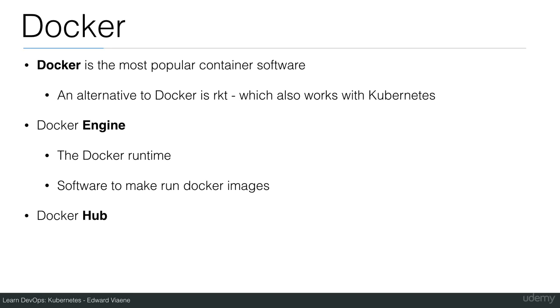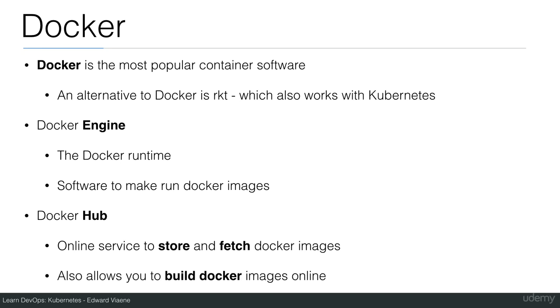You also have Docker Hub, which is an online service to store and fetch Docker images. So once you build an image with Docker Engine, you can then store it on the internet using Docker Hub. You have public repositories and you have private repositories where you can store your Docker images. Docker Hub also allows you to build those Docker images online. So they provide a service to you so that you don't have to build them on your PC. You can also build them online.